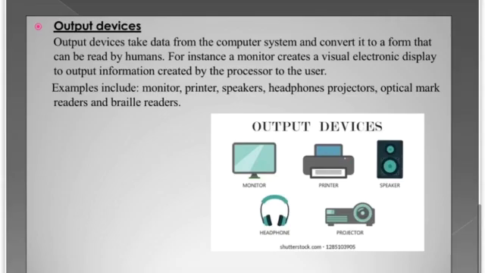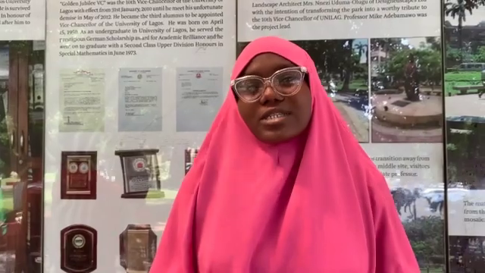Now to the output devices. Output devices take data from the computer system and convert it to a form that can be read by humans. An example of these output devices is the monitor. The monitor shows the information that we've inputted into our input devices and that we've processed. We've stored it. The monitor will display the information. After that, we now make use of the printer to print it out. That means the printer is also part of the output devices.